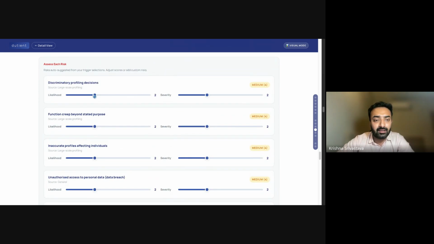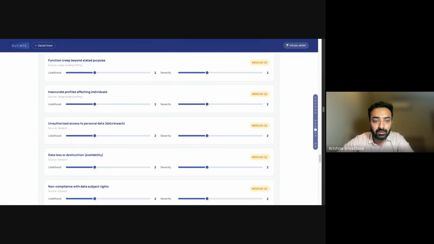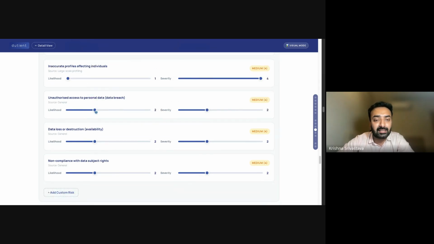Now, assume that discriminatory profiling decisions is done, right? And the likelihood is large. The severity of it is also large. So it is high risk. Now, let's also assume that for inaccurate profiles affecting individuals, the likelihood is low. Severity is very high. Unauthorized access to personal data, likelihood could be low, but severity could be very high.